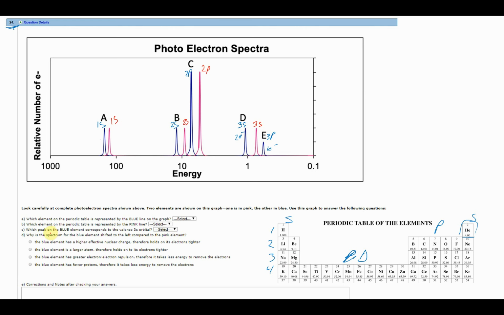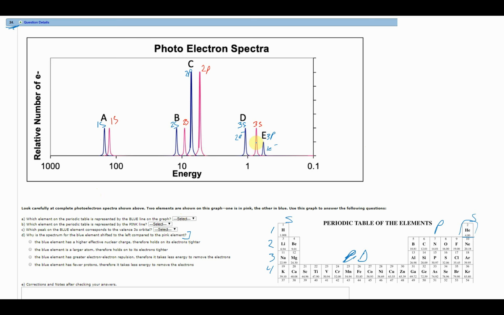And then which peak on the blue element corresponds to the 3s? We've already labeled that, so I think it's pretty obvious. It looks like D. Why is the spectrum for the blue element shifted to the left? And this is probably the best question that we've had so far. It's really getting to the crux of your understanding of atomic theory.